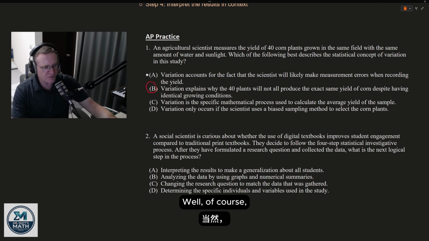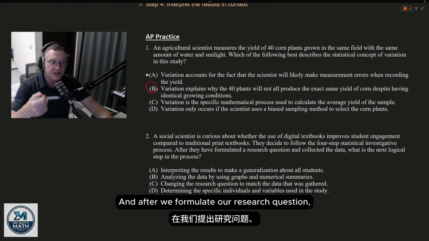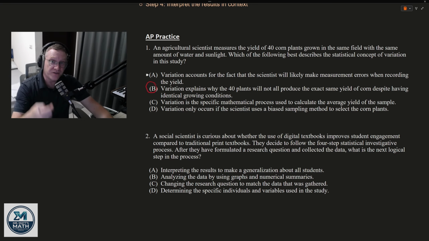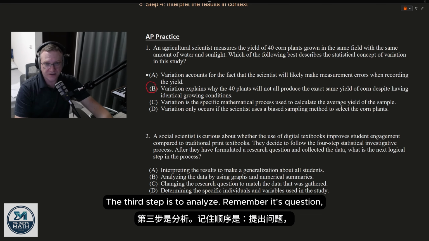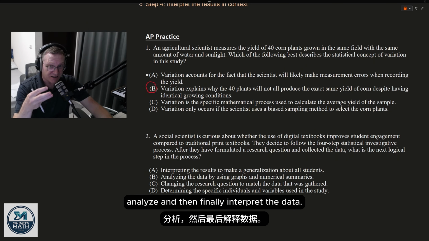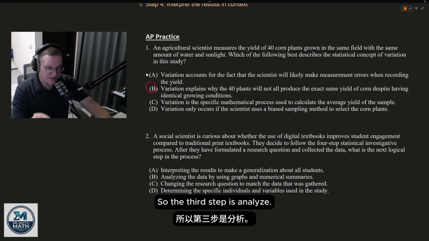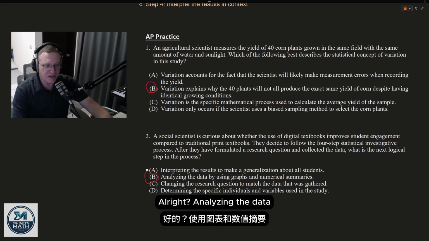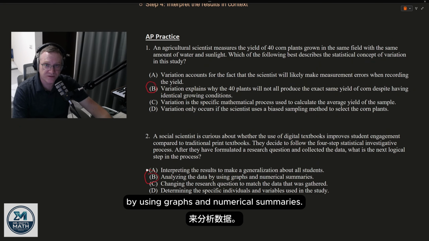Well, of course, we just talked about the 4-step investigative process. And after we formulate our research question, our investigative question, and after we collect the data, those are the first 2 steps, the 3rd step is to analyze. Remember, it's question, collect data, analyze, and then finally interpret the data. So the 3rd step is analyze. So I think the answer for this one is also B. All right, analyzing the data by using graphs and numerical summaries.